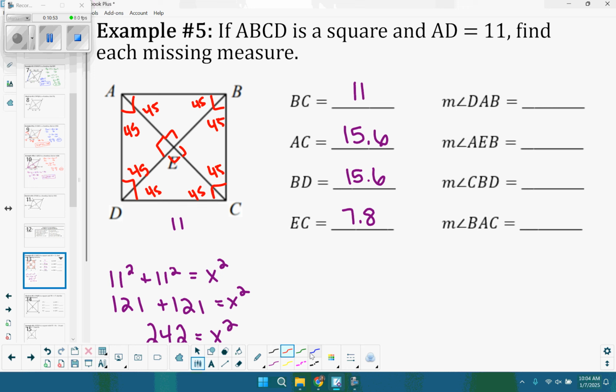So now for each of these, angle DAB is the whole angle at A, so that's 90 degrees. AEB is in the corner where the diagonals meet. That's also 90 degrees. CBD is only half of one of the angles, so that's 45 degrees. And BAC is also one half of the angle, so that's 45 degrees.